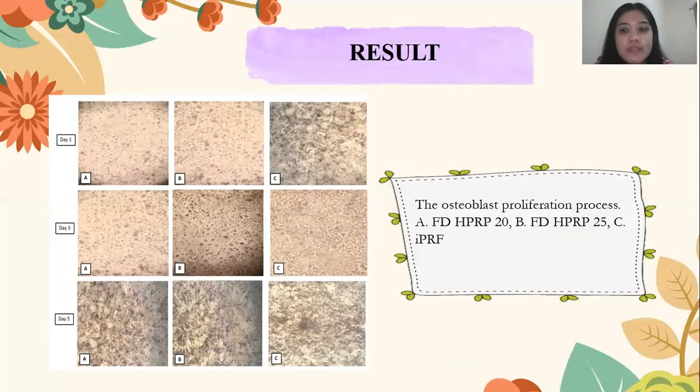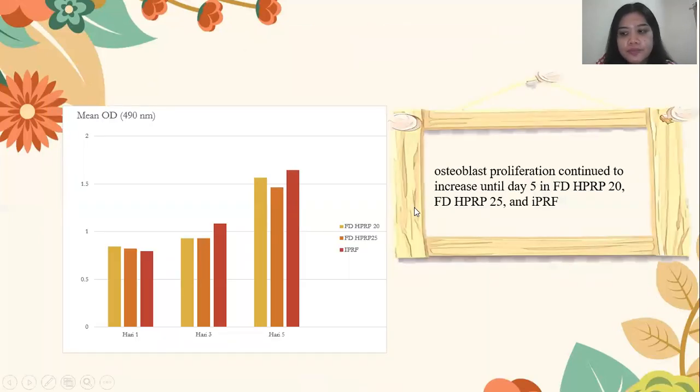And the result from this image, we can see that the number of cells increases from day to day in FDHPRP20, FDHPRP25, and IPRF. A is FDHPRP20, B is FDHPRP25, and C is IPRF. And from the images on day 1, day 3, and day 5, the cells increase. And this is a picture of mean optical density. Thus, the mean OD value of osteoblast proliferation continues to increase until day 5 in FDHPRP20, FDHPRP25, and IPRF.